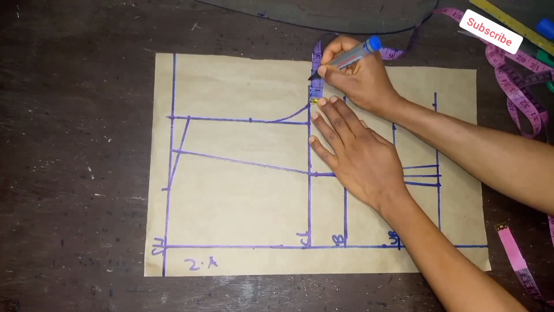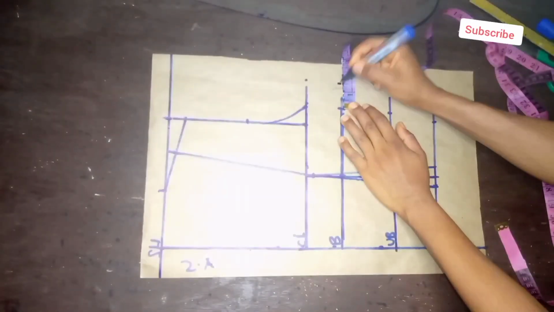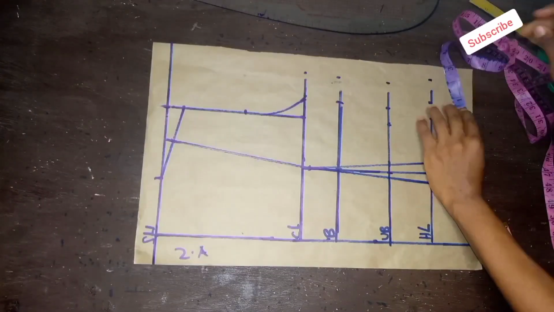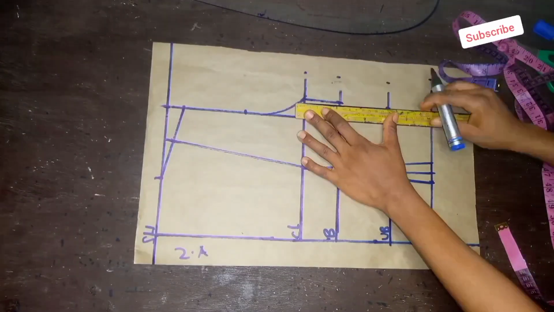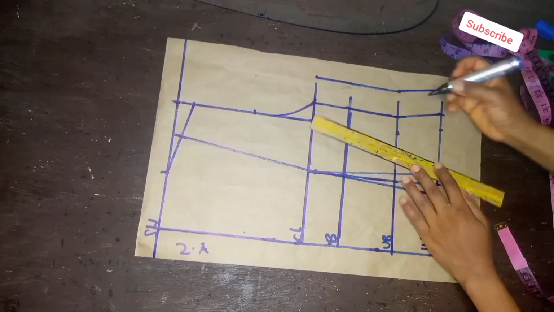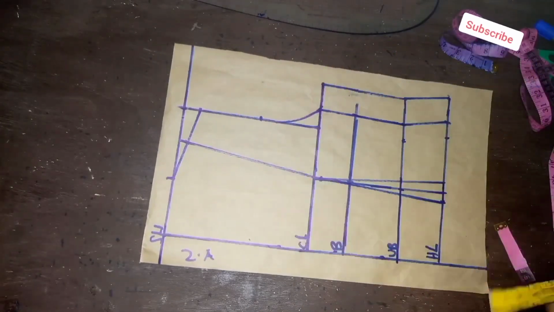Then I'll impute sewing allowance on the chest line, sewing allowance of 1.5, and I'll do the same thing on all the lines. Once I'm done, I'll connect all the measurements, the chest line to the bust, to the under bust, and to the waist. And I also do the same thing for the allowance.